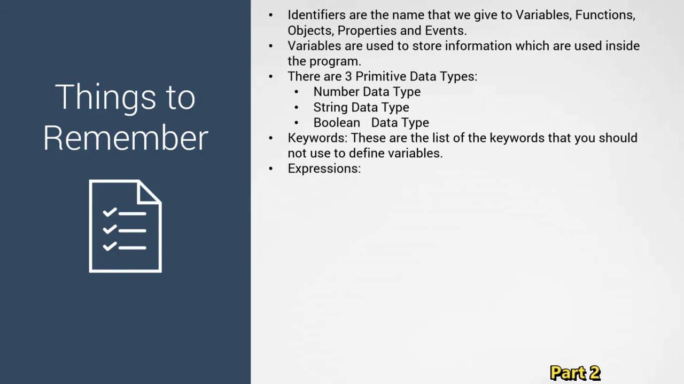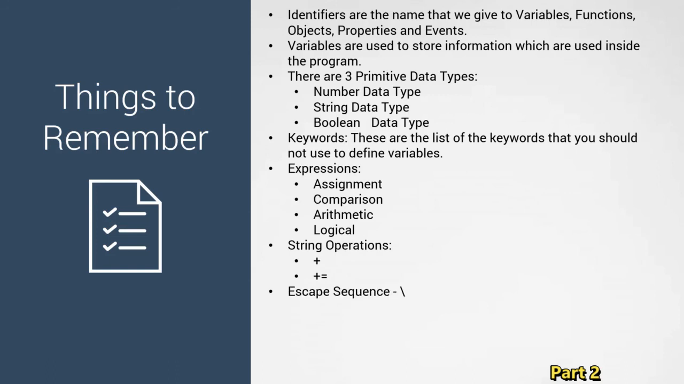Alright. Then we looked at expressions like assignment, comparison, arithmetic, logical. Okay, we have seen all these expressions and we have done some exercises as well on this. Then we looked at string operations like the plus sign, plus and is equal to, which is used to append to the string. Then we looked at the escape sequence to escape single quotes, double quotes, and some special characters inside your string. You can use this escape sequence.